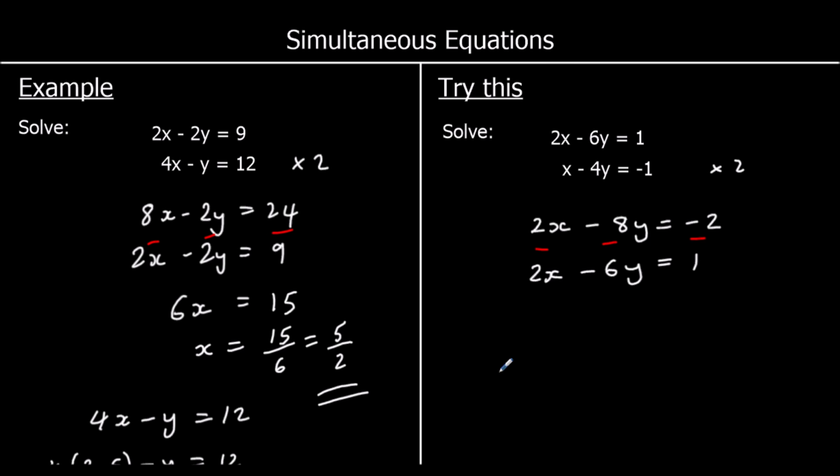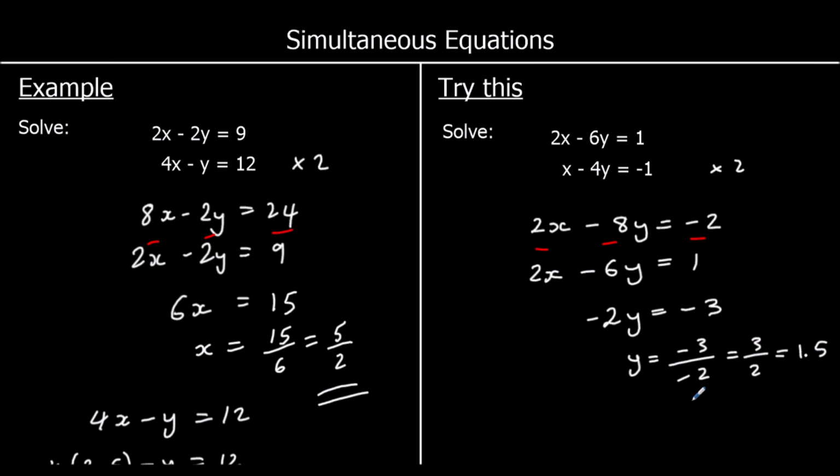So 2x take away 2x is nothing. Negative 8y take away negative 6y. So when we take away a negative, we go up. So negative 8y plus 6y is negative 2y. And negative 2 minus 1 is negative 3. So divide both sides by negative 2. So we've got negative 3 over negative 2. A negative divided by a negative is positive. So we've got 3 over 2, or 1.5.